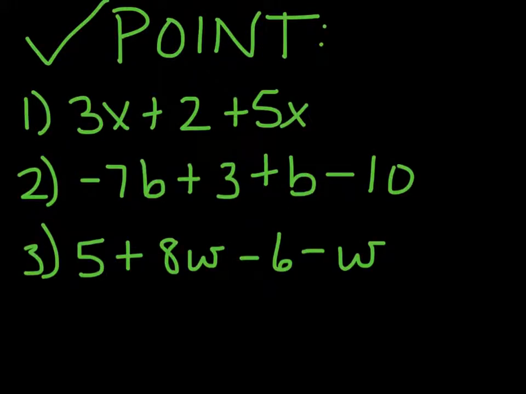Try these three problems on your own. Record them in your homework notebook. If you choose to add the coefficients mentally, in other words, if you choose to combine 3 and 5 mentally and simply write the answer for the number of x's that we have, that's fine. That is a perfectly acceptable mental math shortcut.